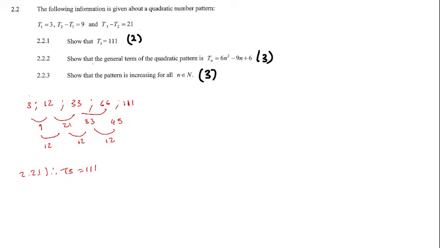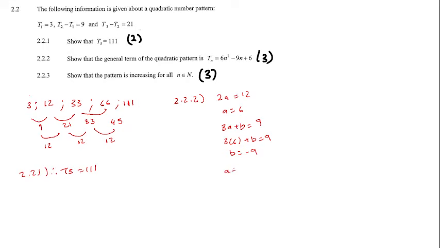Question 2.2.2. Show that the general term of the quadratic pattern is Tn is equal to 6n squared minus 9n plus 6. So here we would need to do our 2a, 3a plus b, a plus b plus c. So 2a would be equal to our first difference, which is 12. Therefore, our a value is equal to 6. 3a plus b is equal to our first difference, which is 9. And if we know a is 6, we can then calculate b to be equal to negative 9.